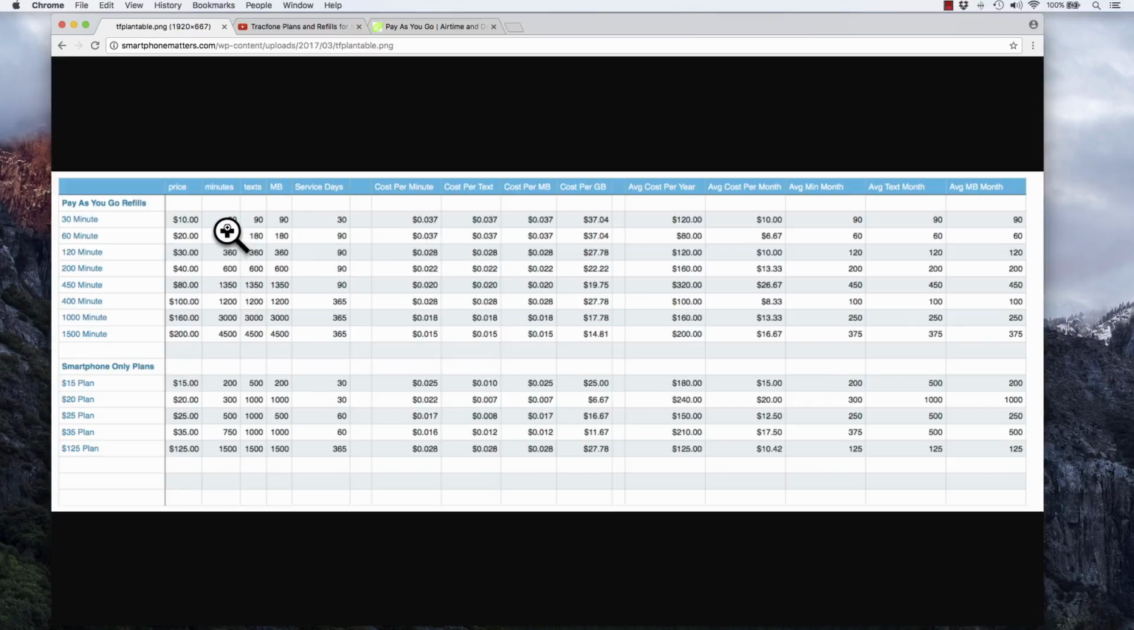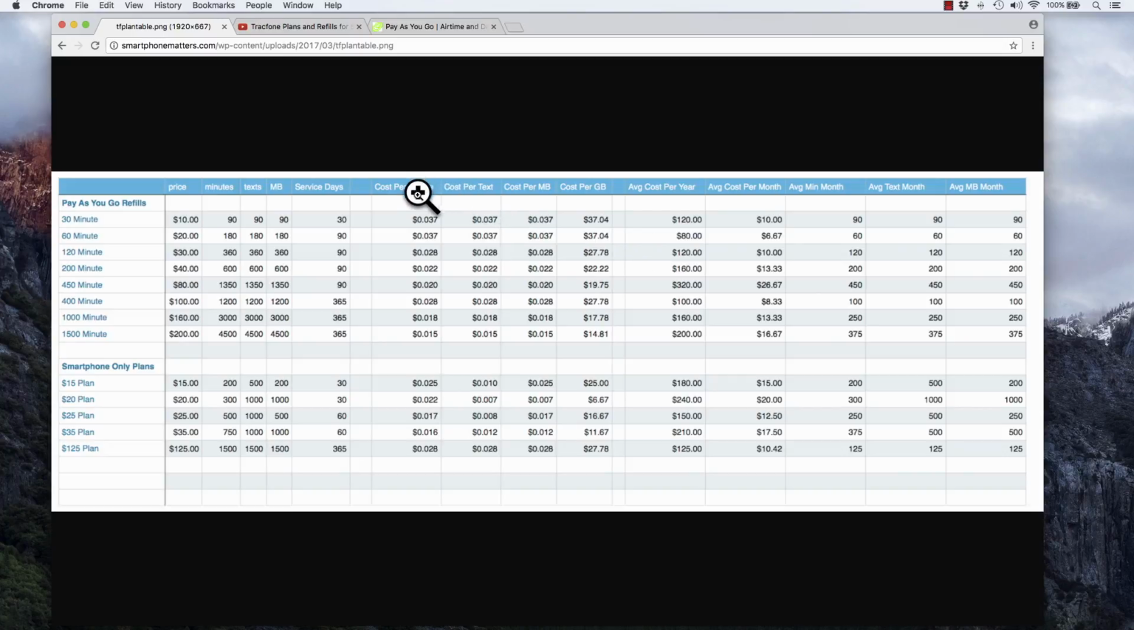Now, you'll notice that all these plans include the same number of minutes, text, and megabytes. Over here, I calculated the yearly cost. I put average cost per year, but that is the cost per year. And then the most expensive plan would be $320. The least expensive plan is $80.